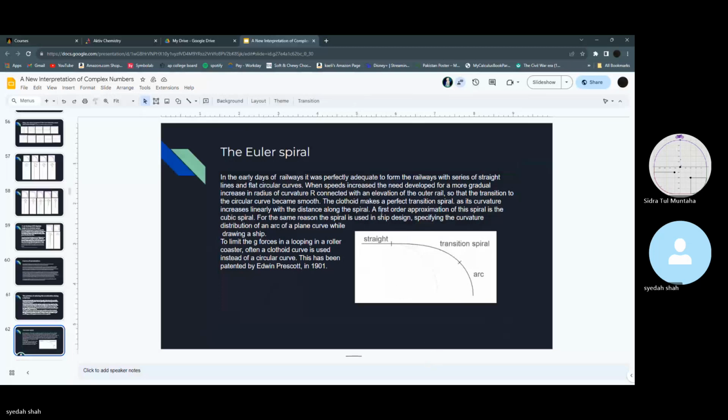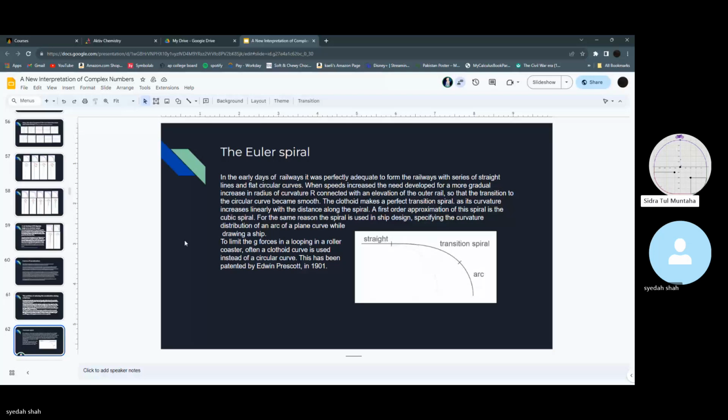At first order, the approximation of the spiral is the cubic spiral. I was thinking that I should remove this line. This line is the cubic spiral thing.